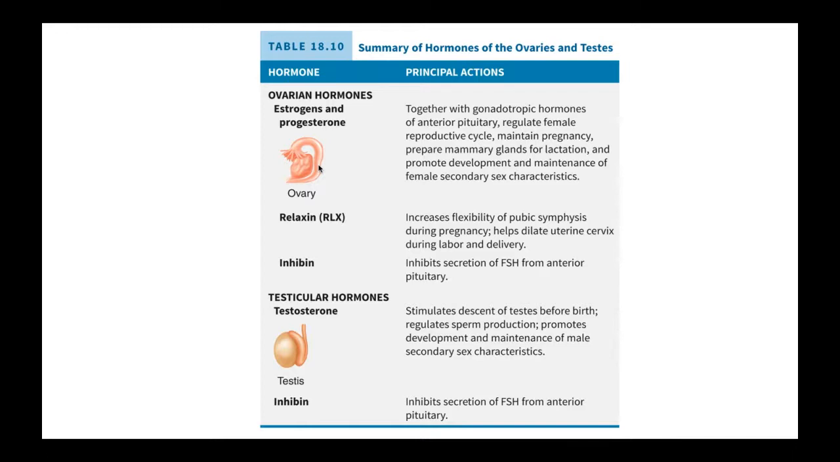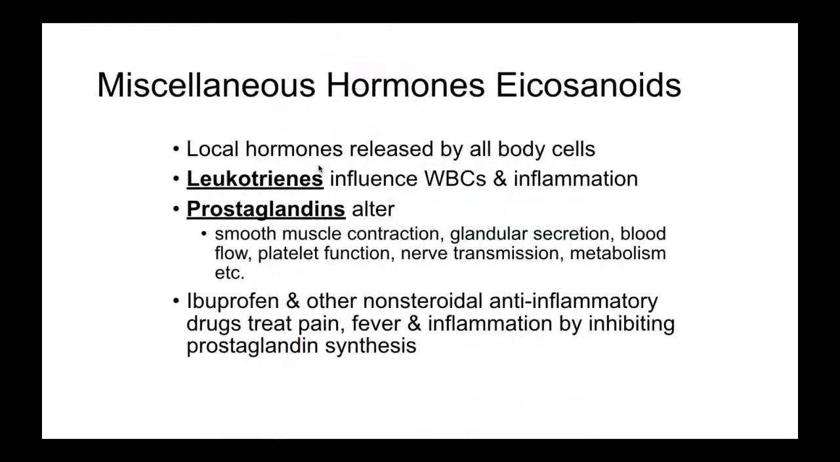secondary sex characteristics. In terms of testicular hormone, primarily testosterone, that's going to stimulate the descent of the testes before birth. It's going to regulate sperm production. It's going to promote the development and maintenance of the male secondary sex characteristics. Okay, and we'll get into a little bit more when we get into reproductive, male and female, into more of their functions. But for right now, that'll whet your appetite.